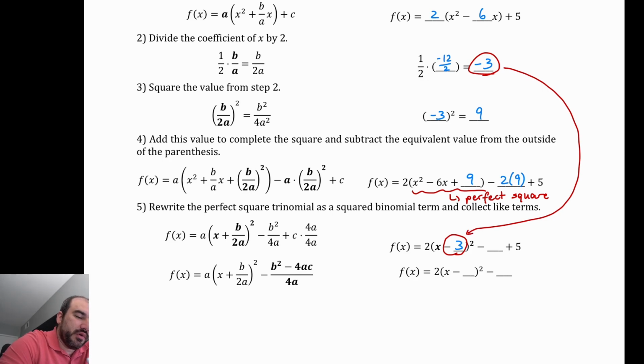So if you keep track of this number that you got before you squared it in step 2, that's the number that you'll need when you write your parenthesis as a x minus something or x plus something squared. And then the minus 18 out here. And then all we do in the last step is to combine this negative 18 with this positive 5. So we have x minus 3 squared and then a minus 13 out here when we combine those.